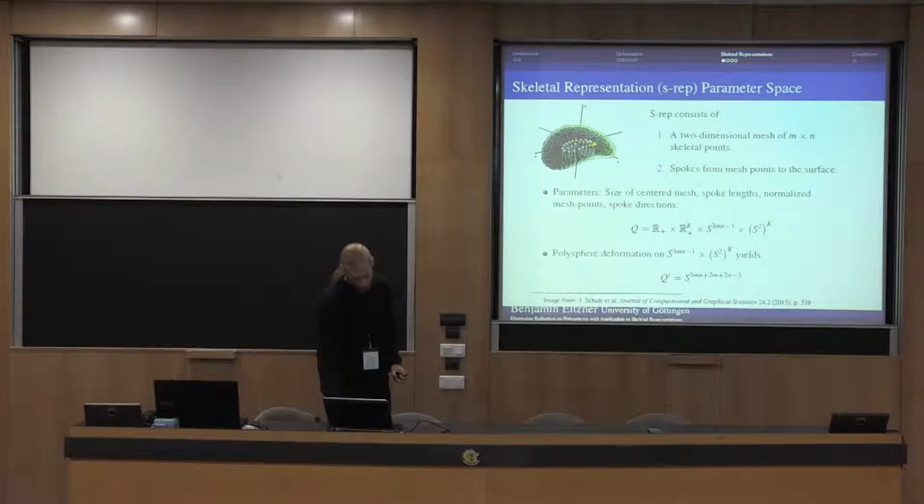So this consists of points and orientations. The parameters of such an SREP are the size of the centered mesh, the spoke lengths, the normalized mesh points, and the spoke directions. So this here is the shape sphere. We use registered shapes here. We don't work with Kendall's shape space, but with a simple registered shape space, which is just a high-dimensional sphere. And these are the directions of the spokes. So we also only focus on this part of the data and deform this to our high-dimensional sphere.